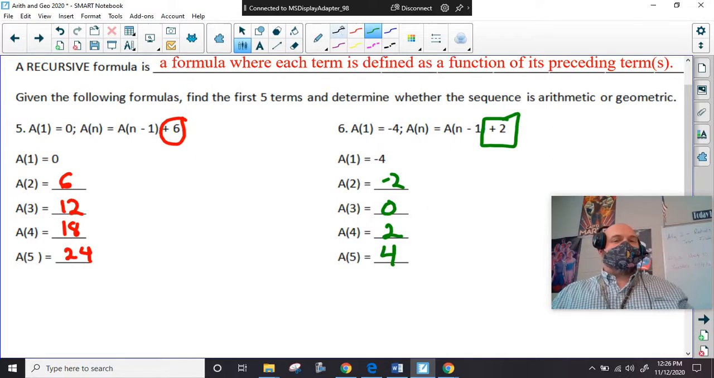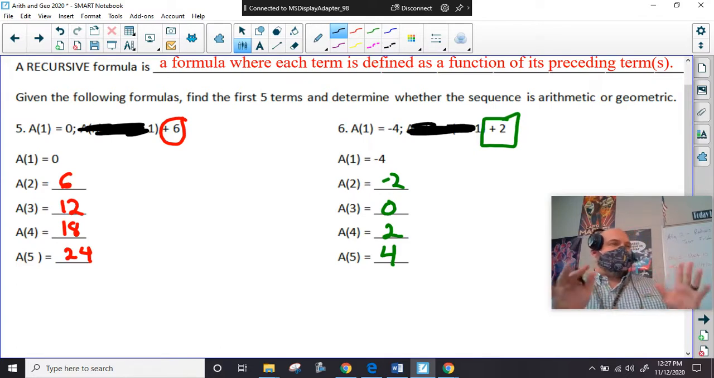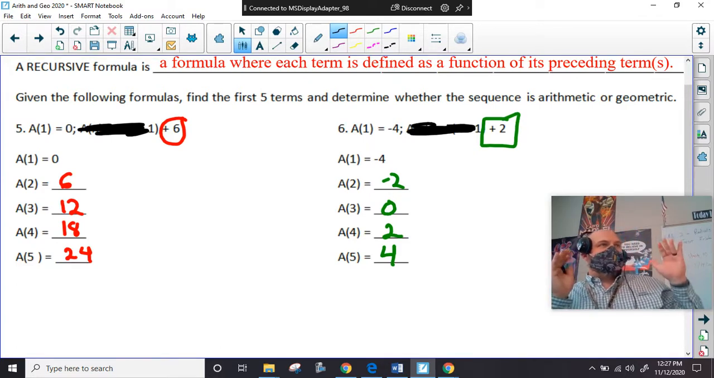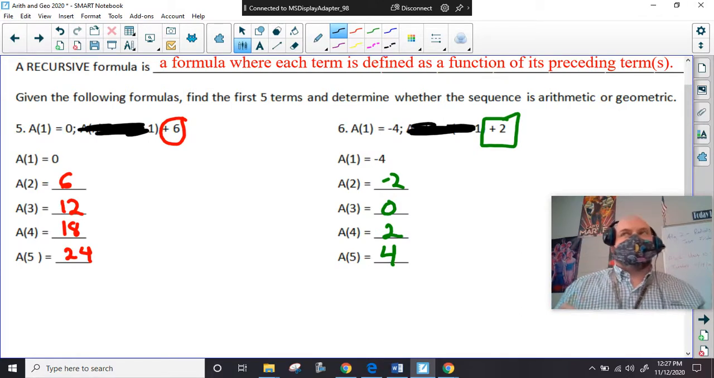Okay, what I'm trying to do is not let you get confused by all this stuff right here. So don't worry about where it says a sub n, all that kind of stuff. Look for the add or the multiply, and then you just do that all the way down. Okay, it's a lot easier than it has to be.